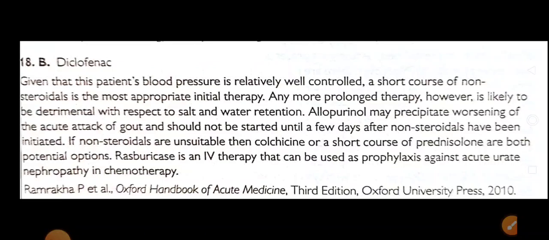Allopurinol may precipitate worsening of an acute attack of gout and should not be started until a few days after non-steroidals have been initiated. If non-steroidals are unsuitable, then colchicine or a short course of prednisolone are both potential options. Sorry guys, we can use steroids for treatment of gout, but the best option is diclofenac. Okay. Rasburicase is an IV therapy that can be used as prophylaxis against acute urate nephropathy in chemotherapy.